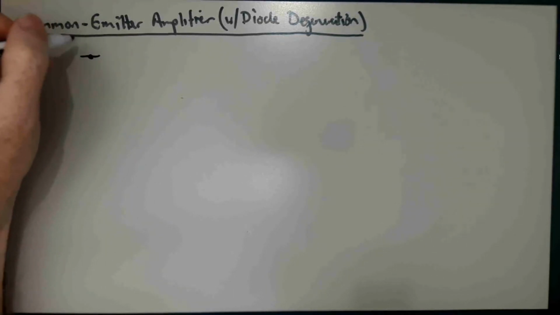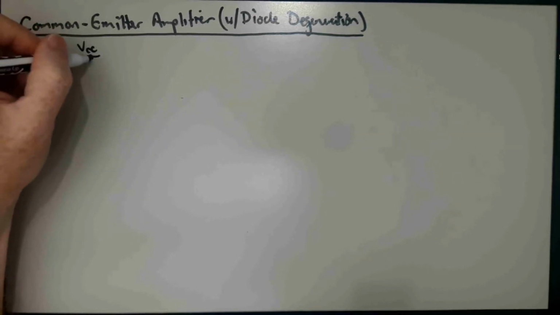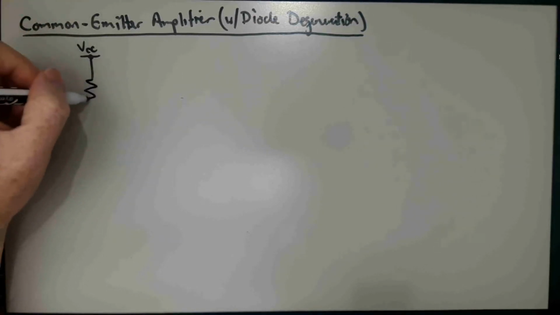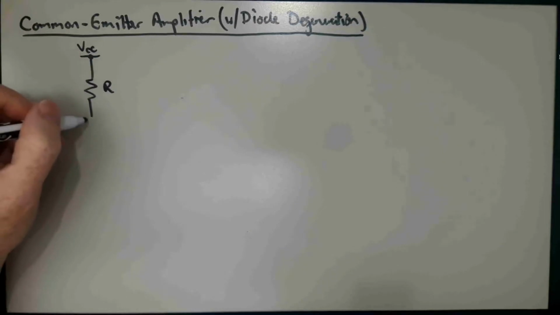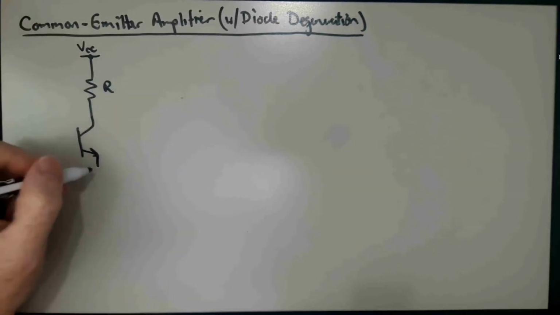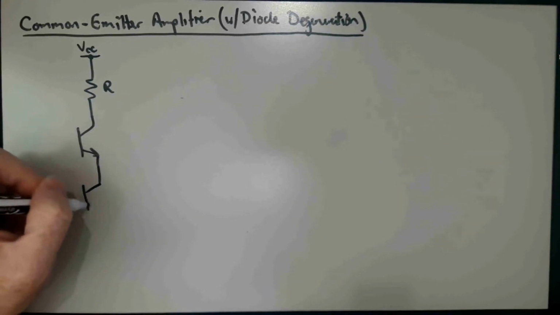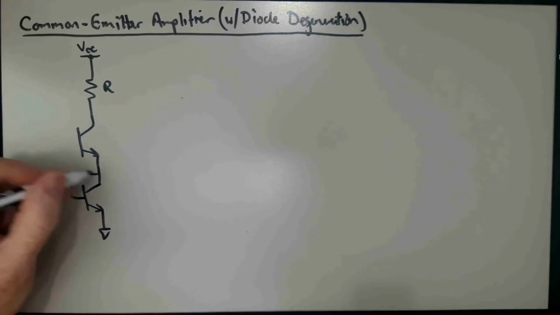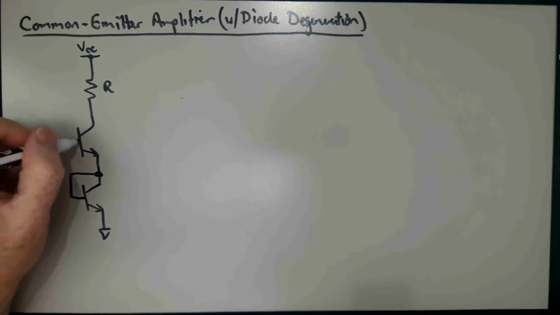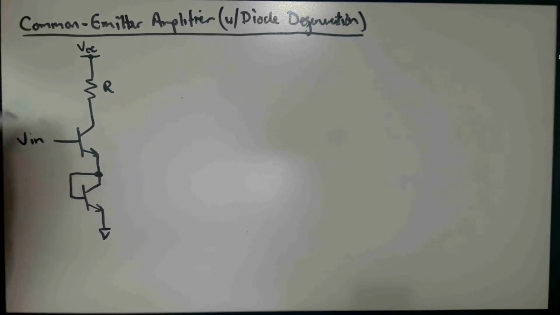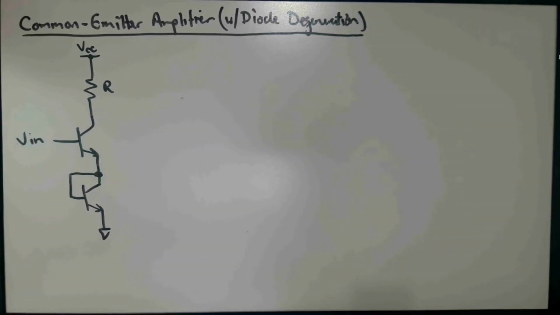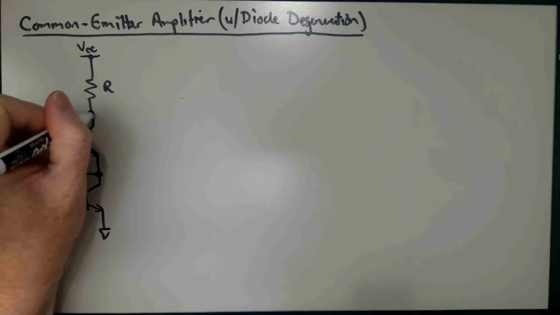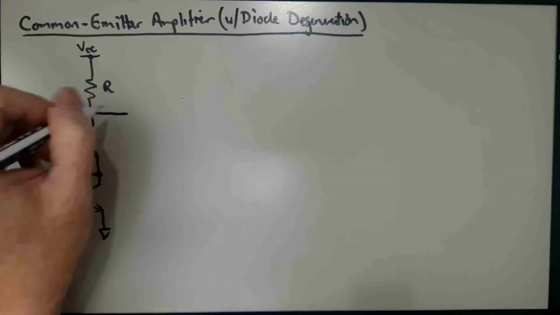connected transistor. So we have VCC up here. We've got a resistor R connected between the collector of our input transistor, and then we've got a second transistor down here, which is going to be diode connected, like so. Our input voltage comes in here on the base of our top transistor, and the output voltage is going to be here on the collector. So this is V out.